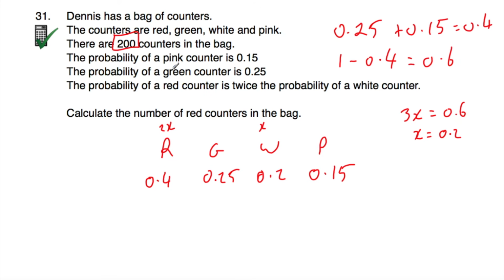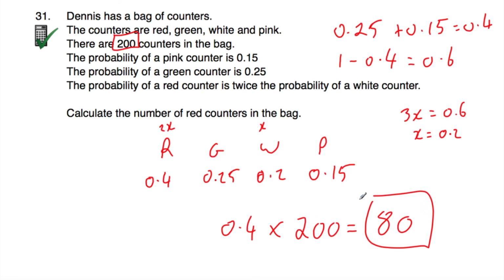Now the question asks us for the number of red counters in the bag. So we want to find out how many red counters in the bag. So the probability of getting a red counter is 0.4. And if we times that by the number of counters in the bag, 200, that'll tell us how many red counters there'd be. And 0.4 times 200 is equal to 80. So it means there's going to be 80 red counters in the bag. And that's it. Okay, let's look at the next question, question number 32.